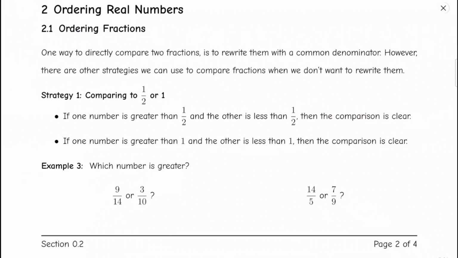9/14 or 3/10? Well, half of 14 is 7, so 7/14 would be 1/2. So 9/14 is bigger than a half. And then half of 10 is 5, so 5/10 would be a half. So that means 3/10 is smaller than a half. So which number is greater? Well, 9/14.